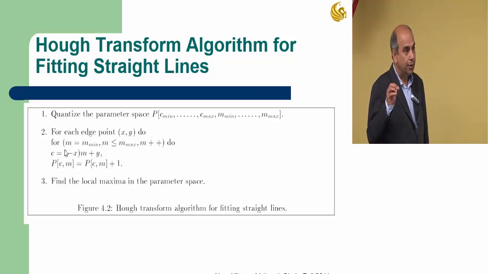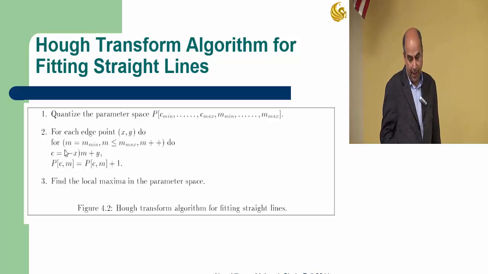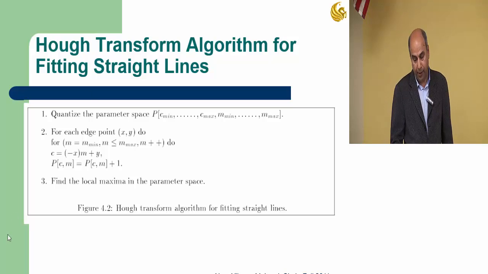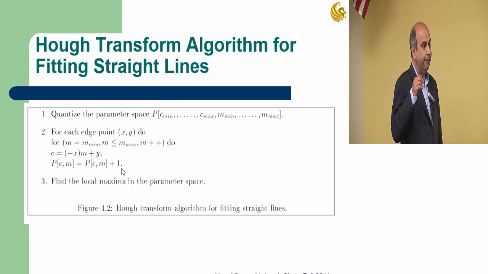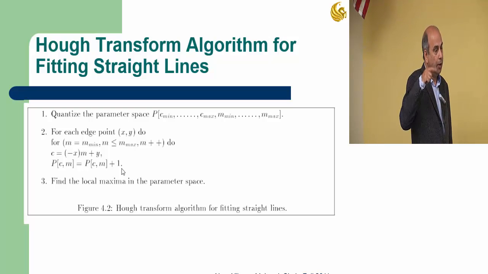So that will tell you, for that particular value of m and that particular edge point, what it should be. And we will go to that particular element in the array, which we have quantized, and increment it by 1. So that will give you 1 vote. Okay? And we will do that for all the points. When we're done, we'll count the votes. Whichever element has the most votes, that's the solution. And that's it. It's a very, very simple algorithm.